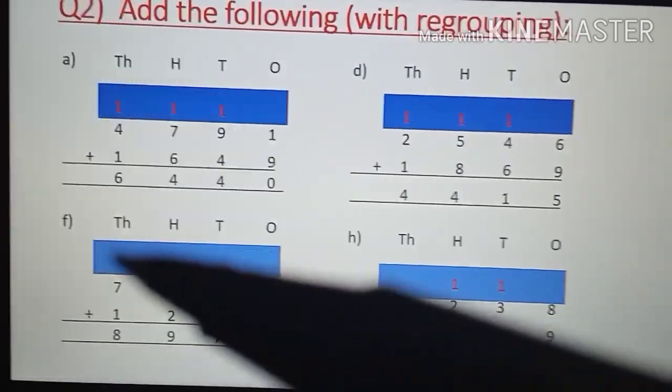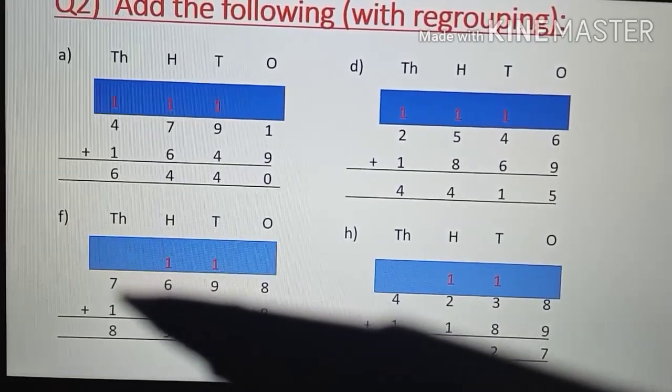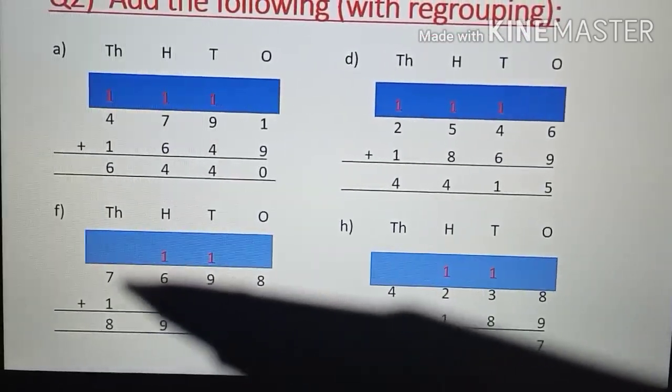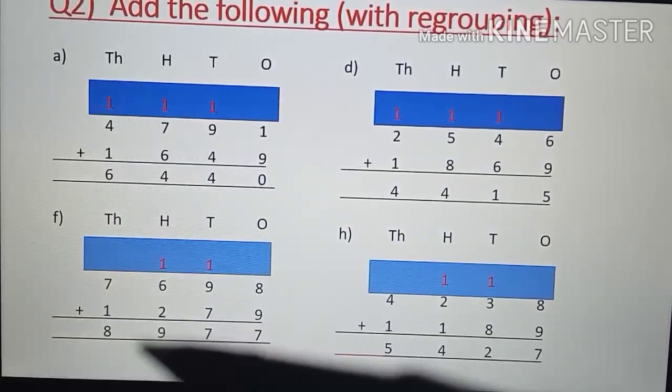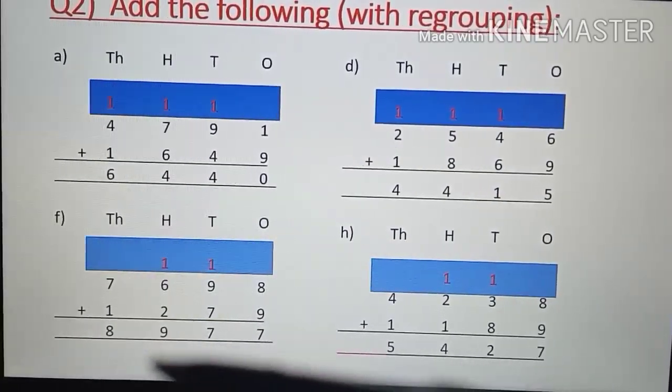Clear? Now under the thousands column we have digits only. What is it? 7 and 1. So 7 plus 1, that is 8. So we have sum 8977.